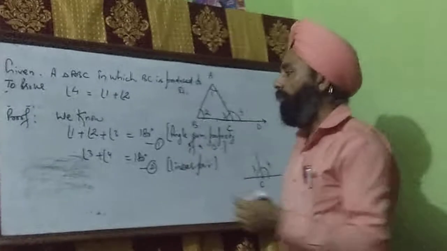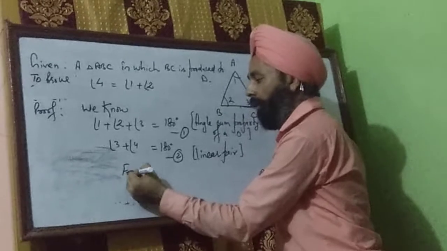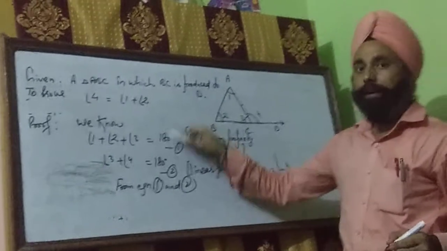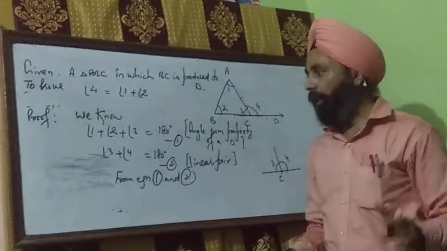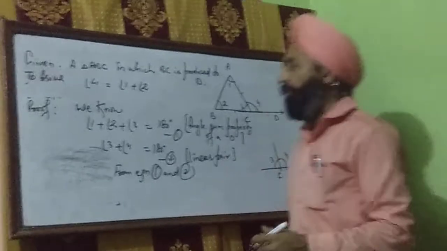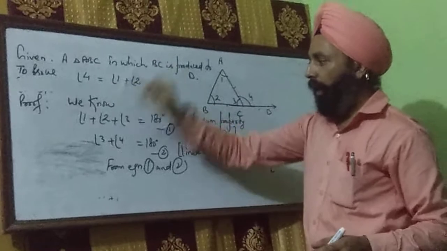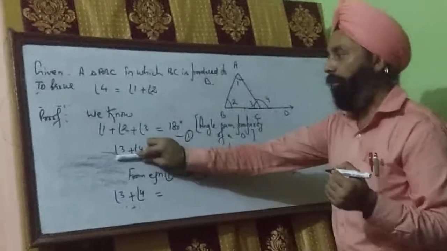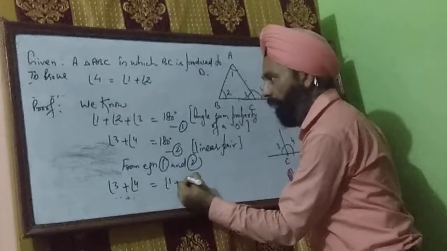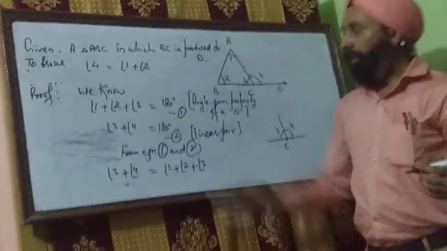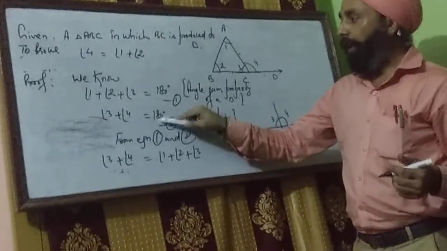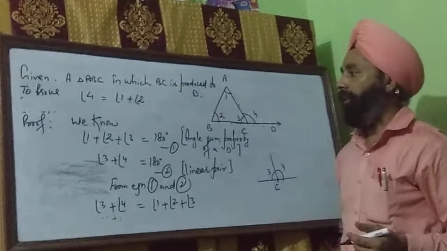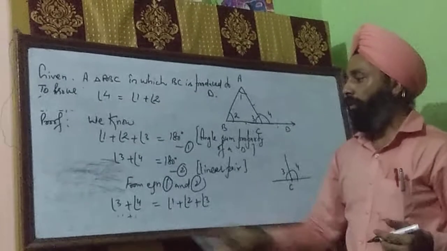Now if we compare both the equations, equation 1 and 2, our right hand sides of both the equations are same, so we can equate left hand sides of the two equations. Left hand side, angle 1 plus 2 plus 3, and this one, these two can be equated. Angle 3 plus angle 4 will be equal to angle 1 plus angle 2 plus angle 3. I repeat, from equation 1 and 2, right hand sides of both the equations are equal, so we can equate left hand sides. Angle 1 plus angle 2 plus angle 3, angle 3 plus 4, these two will be equal.